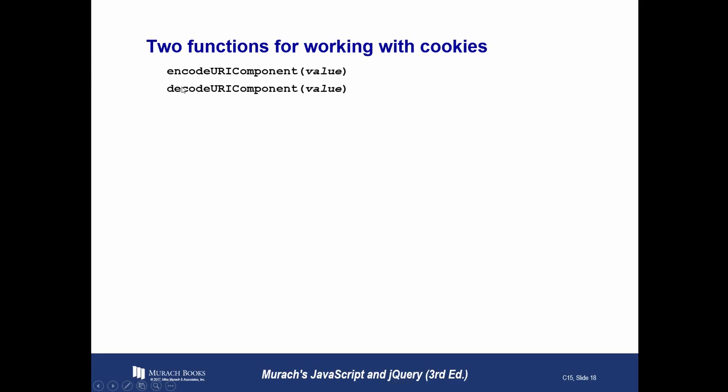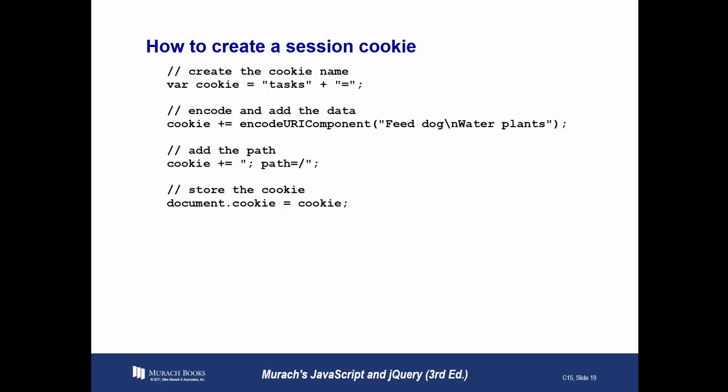But if you want to read it, all right, you do the decode. Now you can add multiple cookies to the cookie object by assigning multiple name-value pairs. Each new cookie assignment does not overwrite the old one. It just appends it onto the end. Here's some examples of creating cookies.